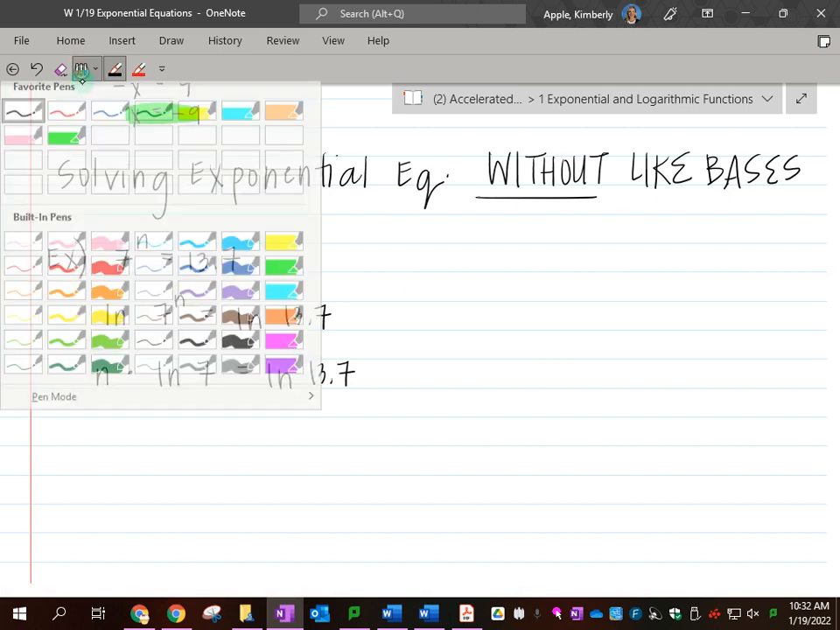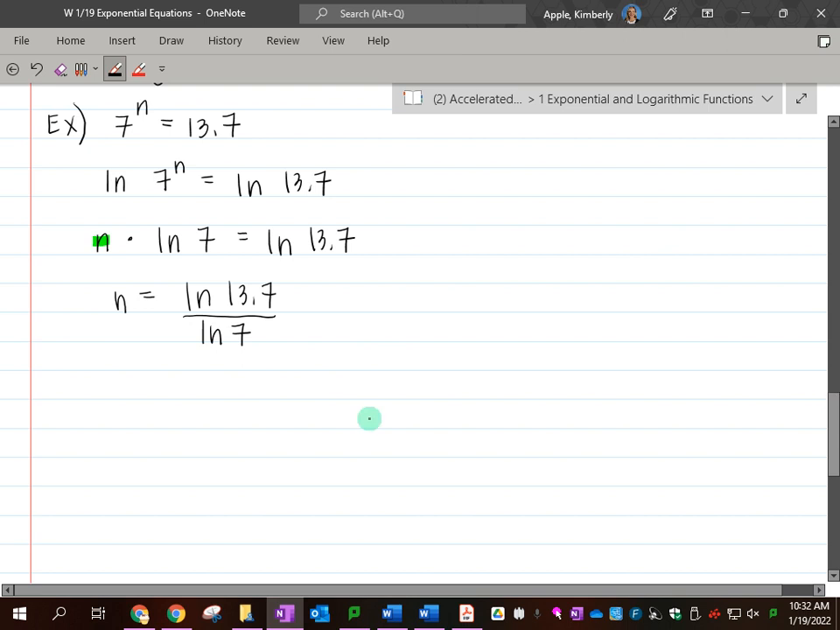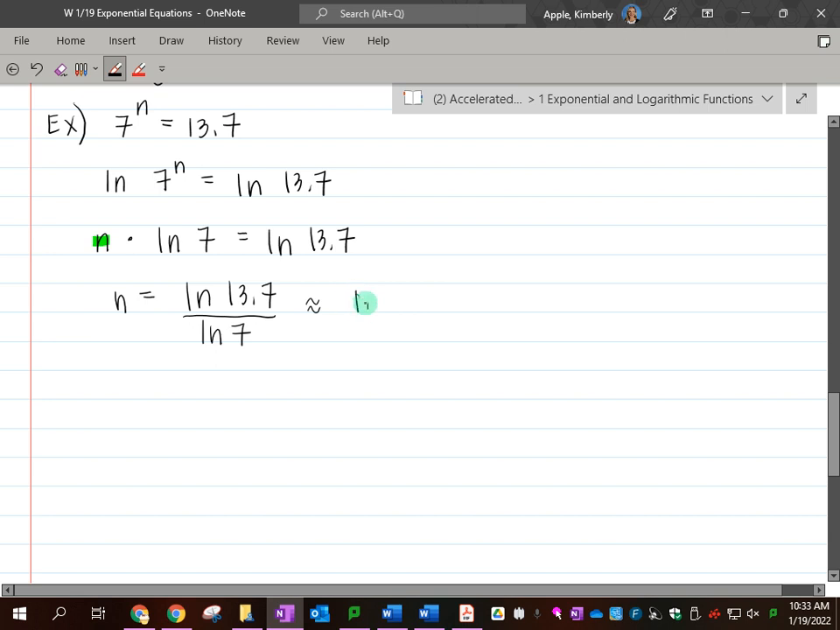All right, well, we're trying to solve for n. These two things are multiplied together, and this is just a number, so I'm going to divide both sides by the ln of 7. Well, n's by itself, so I'm done. And this is just a number. You can put it in your calculator and approximate it to the nearest 3 decimal places. This is the ln of 13.7 divided by the ln of 7, and you'll see that that's about 1.345.